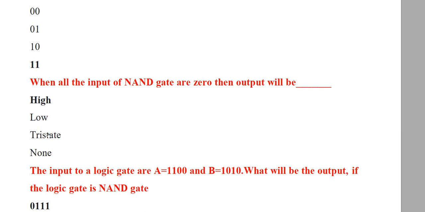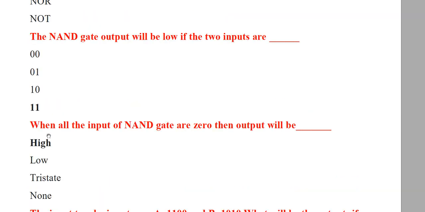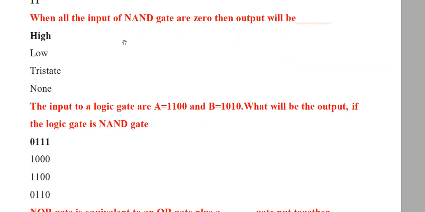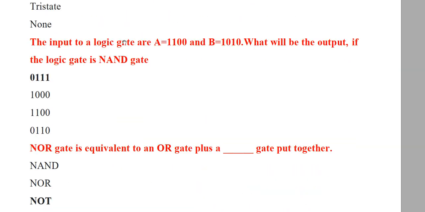Just now we have discussed for 0 0, 0 1 and 1 0, all these 3 cases the NAND output is high, whereas for 1 1, as we have seen above, the output is 0. Yes, we will get similar kinds of questions. Next, the input to a logic gates are, yes, these are a similar kind of question.